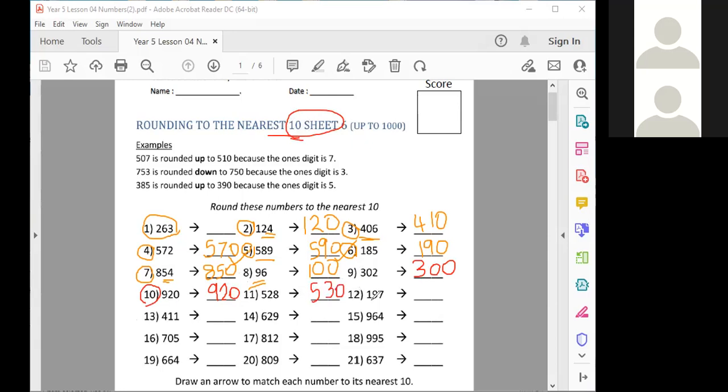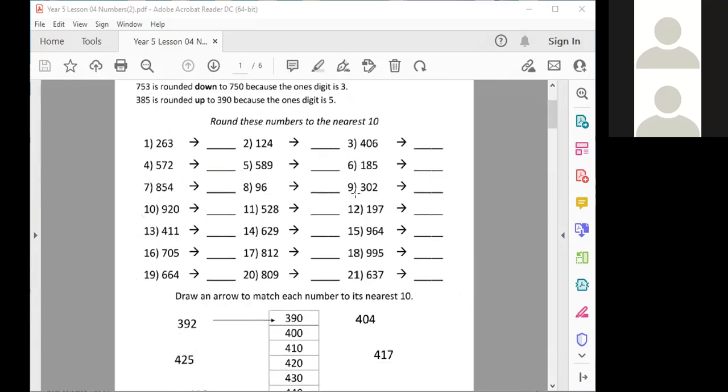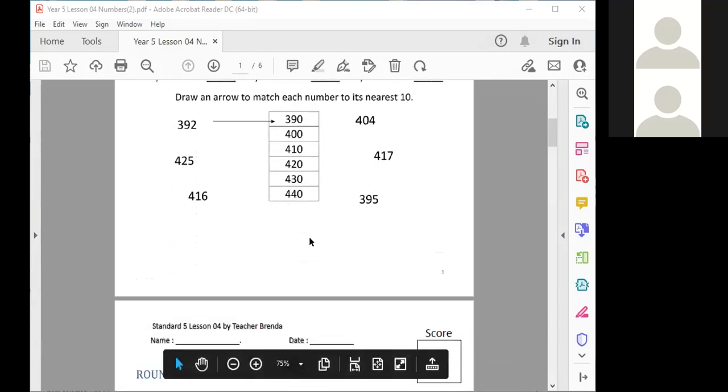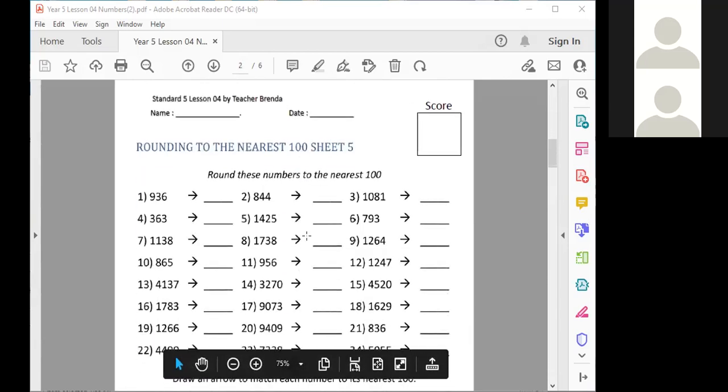Where to go? Very good. 200. Okay, so we have done about 16 questions here. Where go? 410. Wait, enough already. We're going to go to the next page. Okay, clear now? You guys go down. Oh, this one you can just draw an arrow and match. This is not difficult. Let's go now.